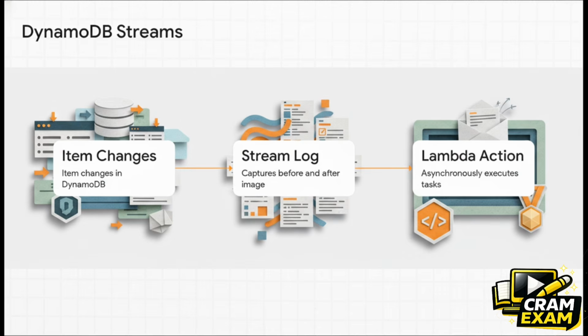Here's exactly how it works. Step 1. The item changes in DynamoDB. Step 2. The stream instantly captures the before and after image of that item and drops it into a time-ordered log. Step 3. You connect that stream directly to an AWS Lambda function. The Lambda wakes up, sees the change, and asynchronously sends the email and unlocks the achievement. Your primary database stays instantly fast and completely unbothered.